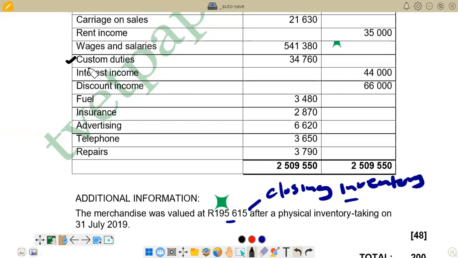So if you go down, you see that we have got rent income that is here. It's also an income. We pick another income that we have. We've got interest income here, and then we also have discount income that is there. So these are the only incomes that we have in the question. So we're going to list them on other income section, and then we add them to the figure of gross profit. So we can pick the figures that we have. Rent income, we've got 35,000, and then interest income, we've got 44,000, then discount income, 66,000. So these are the figures that we are going to put there.